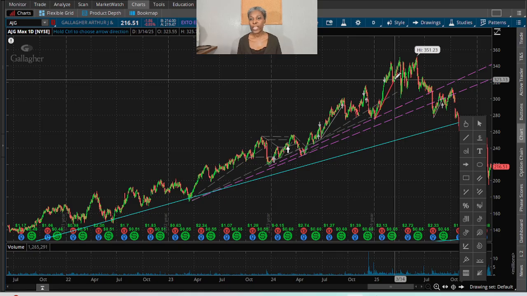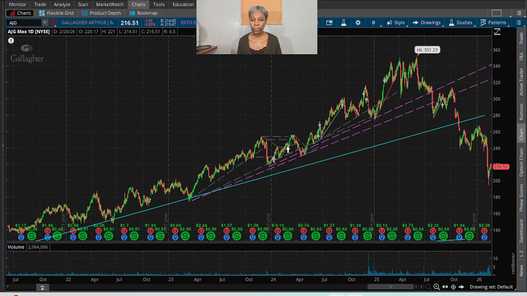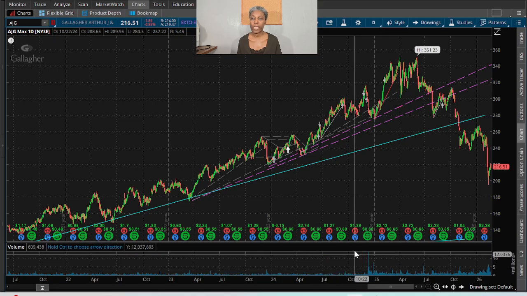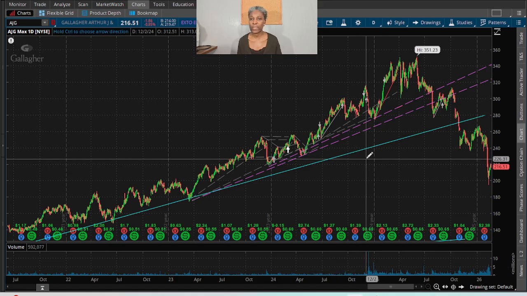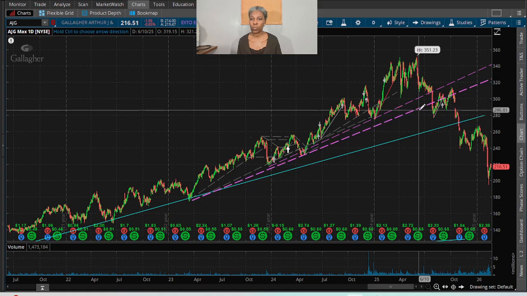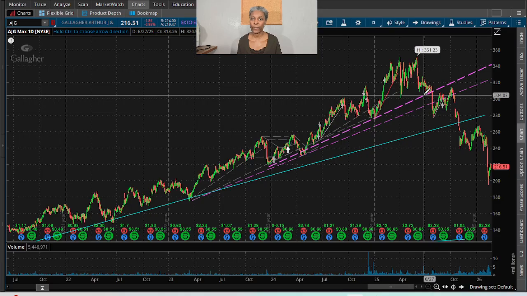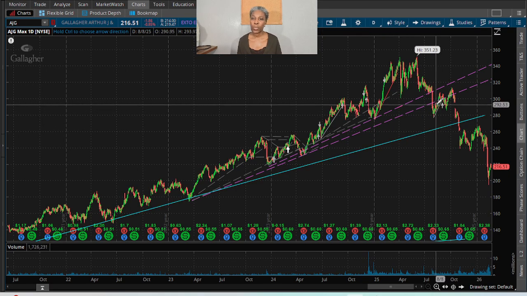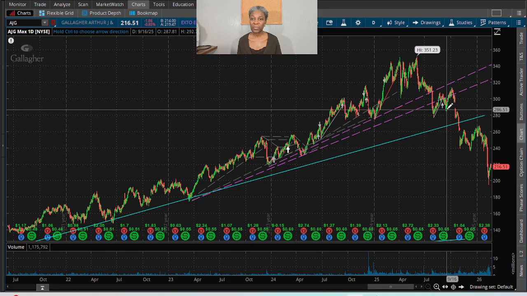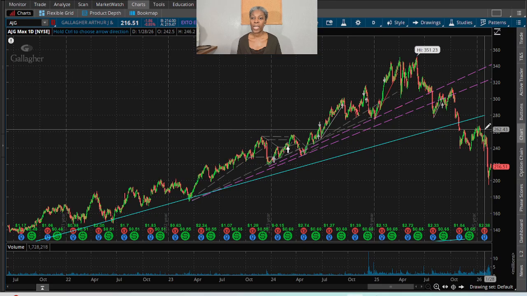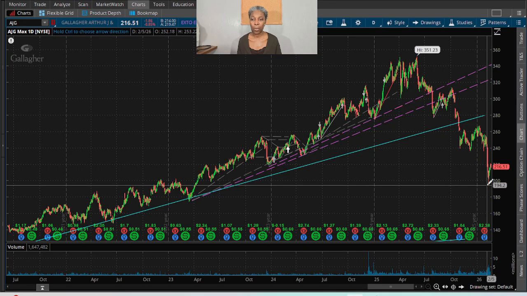When it comes to AJG, it is highlighted on my spreadsheet, on my watch list, because we already purchased it. I'm seeing an arrow here, so that means we purchased it. We purchased it around this support line. We pulled back and started going up. We have an uptrend and we purchased it, but it's pretty much done going up and is going down.